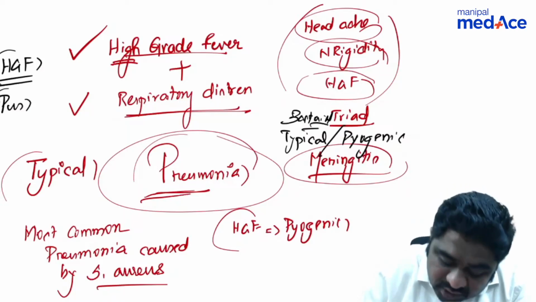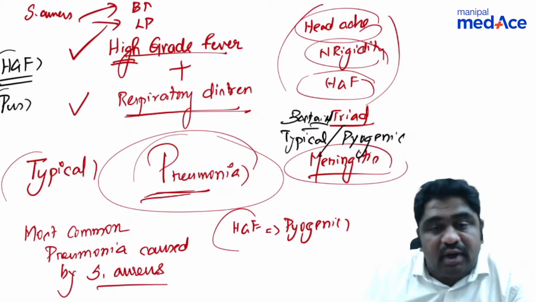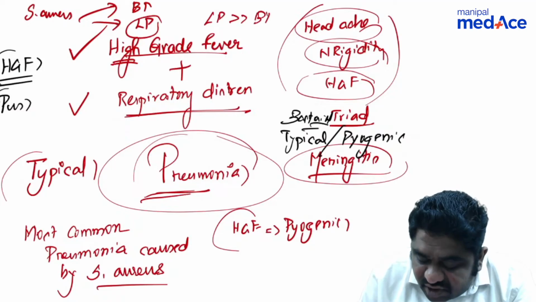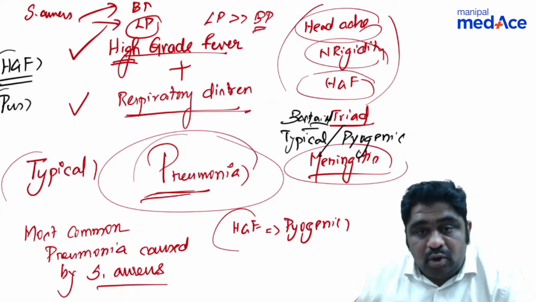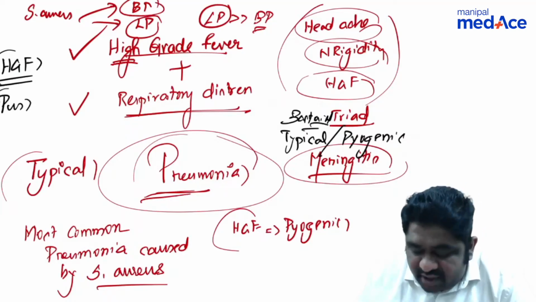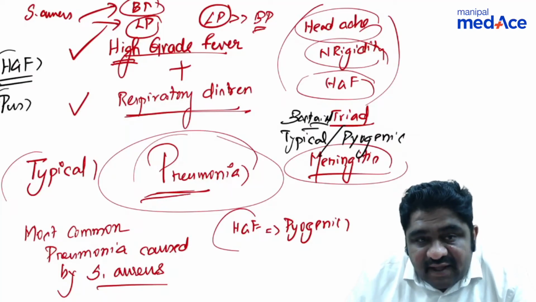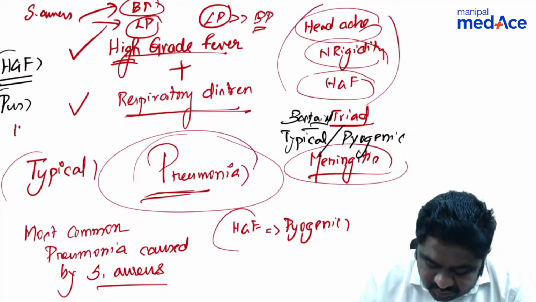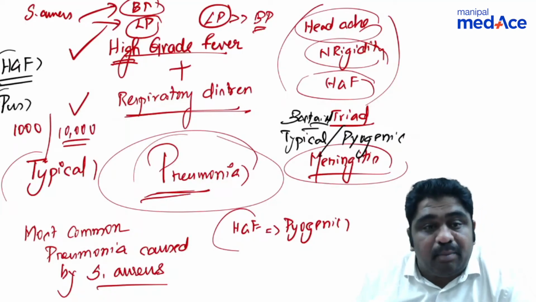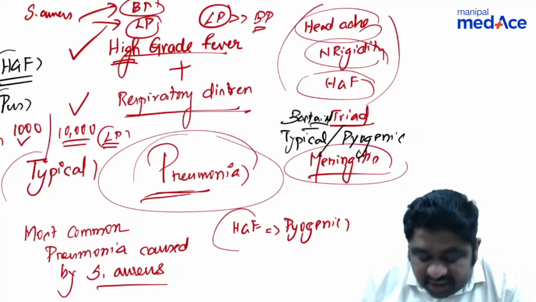Now, why is this question important? Staph aureus is capable of causing both bronchopneumonia and lobar pneumonia, but the number of lobar pneumonia cases caused by Staph aureus is definitely more than the bronchopneumonia cases. So the most common pneumonia caused by Staph aureus is lobar pneumonia. For example, if I have approximately 1,000 bronchopneumonia cases, I'll have approximately 10,000 lobar pneumonia cases. That is the approximate ratio.